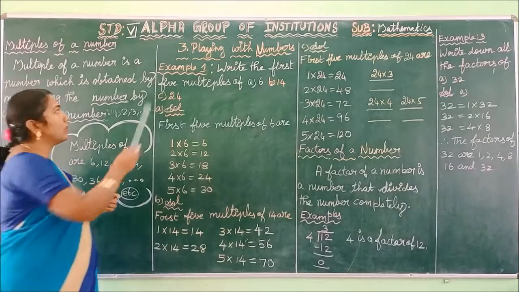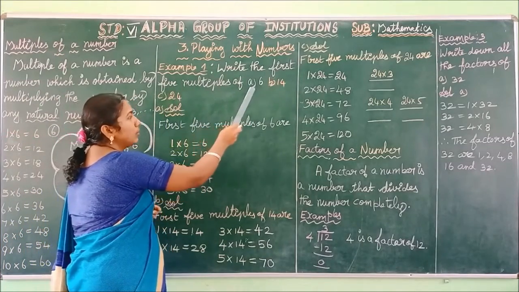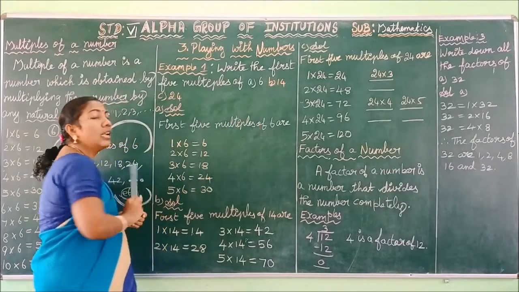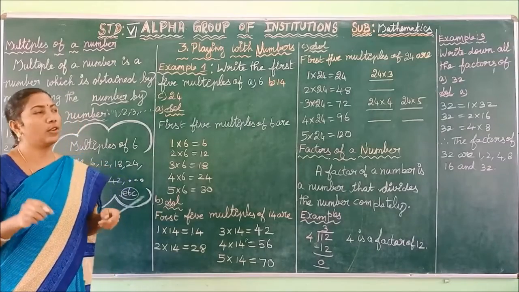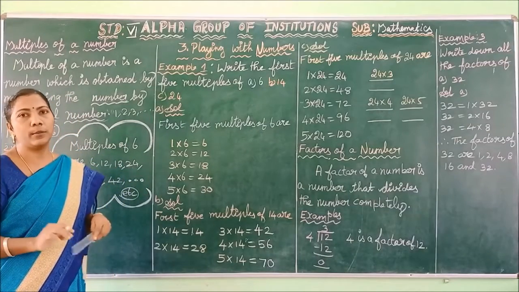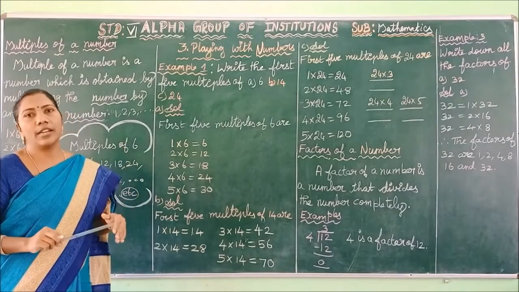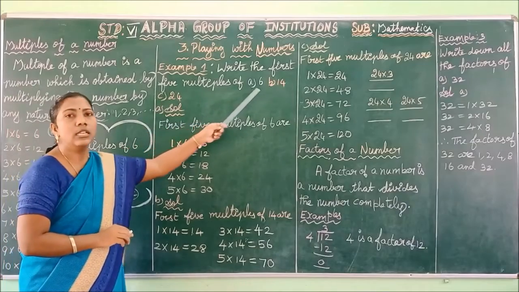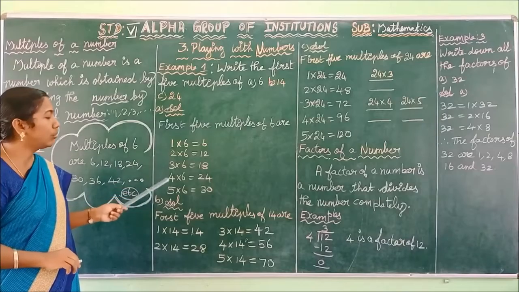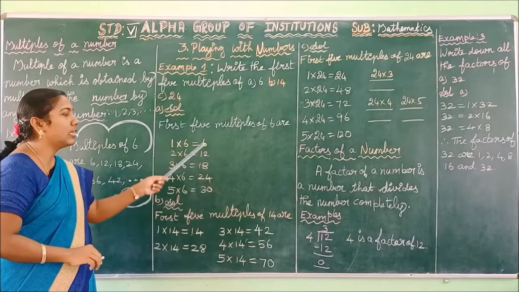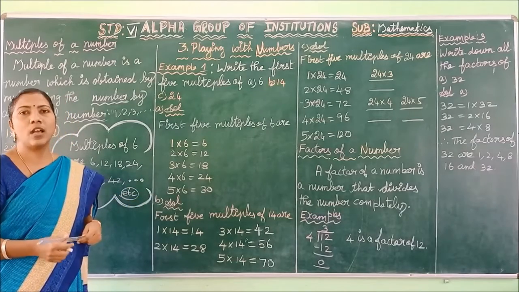See the first sum, example 1. Write the first 5 multiples of subdivision A: 6, B: 14, and C: 24. Before answering the question, you must listen to the question carefully. They are asking only for the first 5 multiples. So you have to multiply the given number by the first 5 natural numbers. The first question is 6. I am multiplying 6 by the first 5 natural numbers, that is 1, 2, 3, 4, 5. So what are your answers? 6, 12, 18, 24, 30. These are the first 5 multiples of 6.